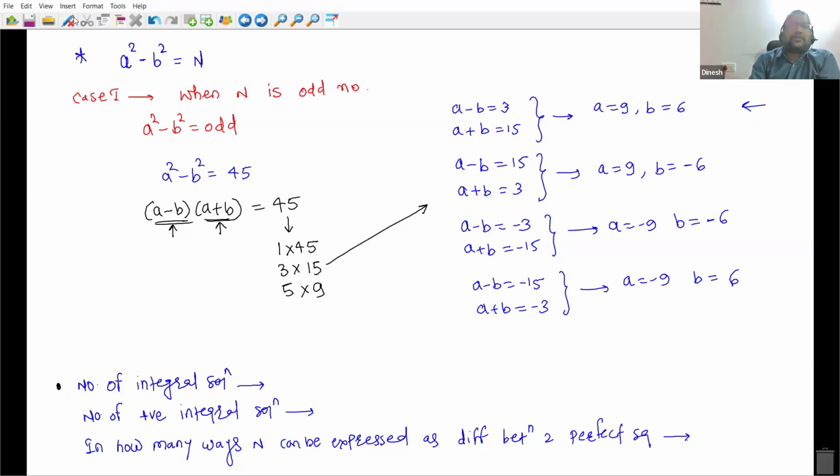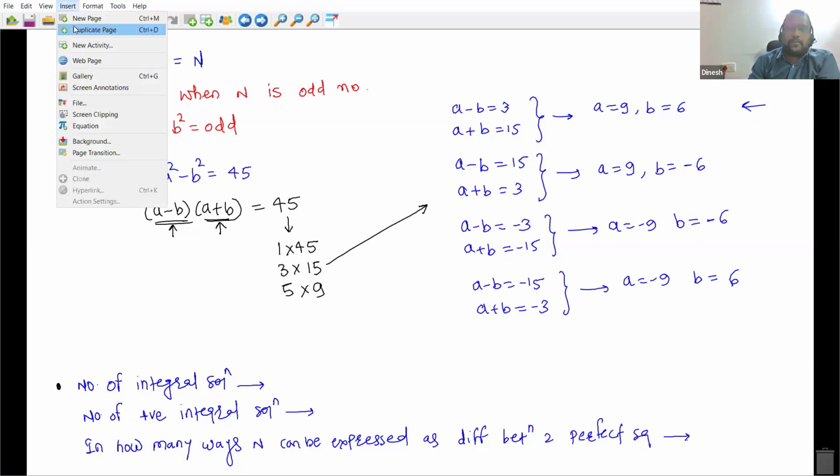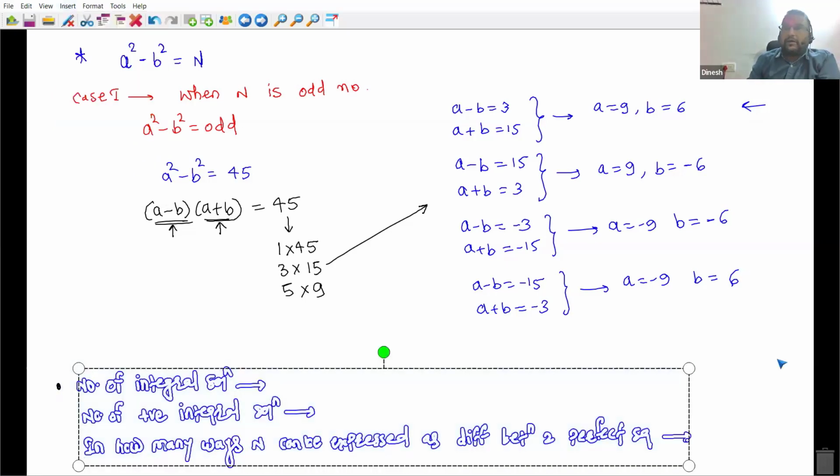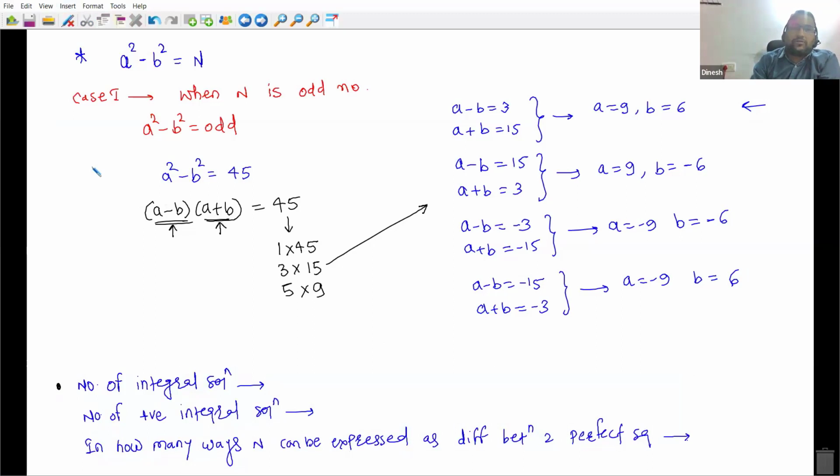The number of integral solutions for this equation is how much? A square minus B square is equal to 45. How many integral solutions are there? Well, there are 3 pairs in which we can express 45 as a product of 2 factors. Every pair will give you 4 different solutions. So 3 into 4, that is equal to 12, is the answer of question number 1.